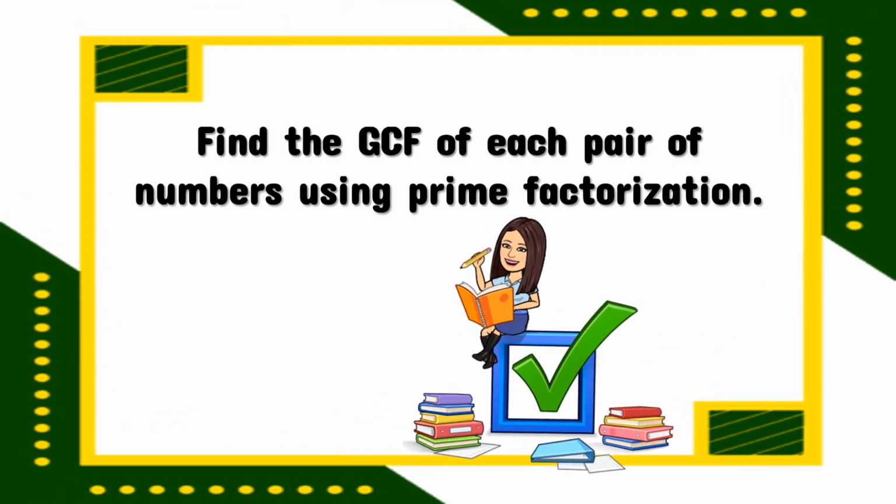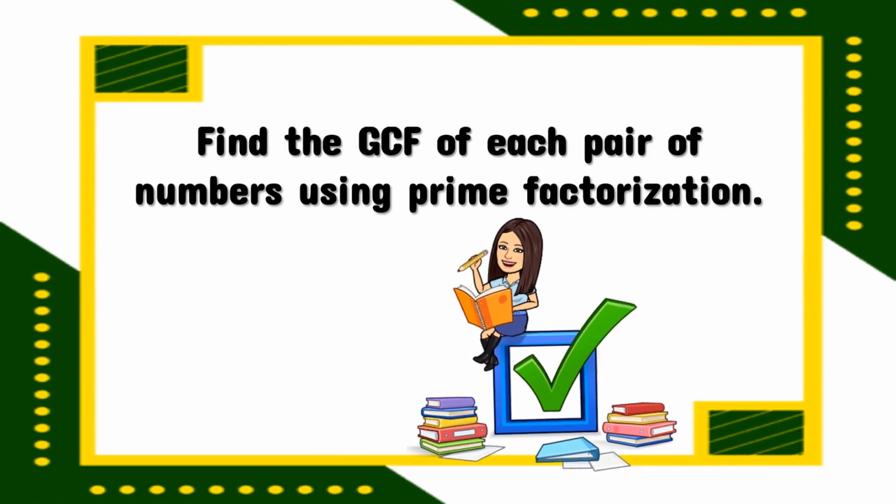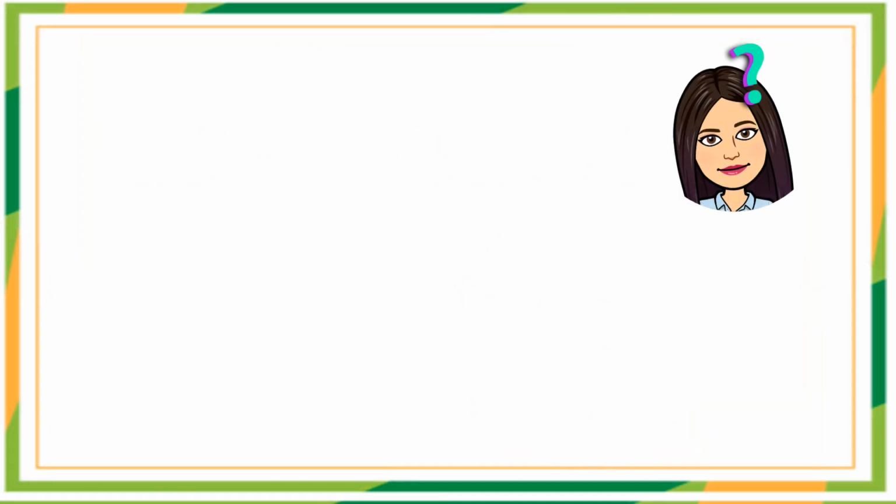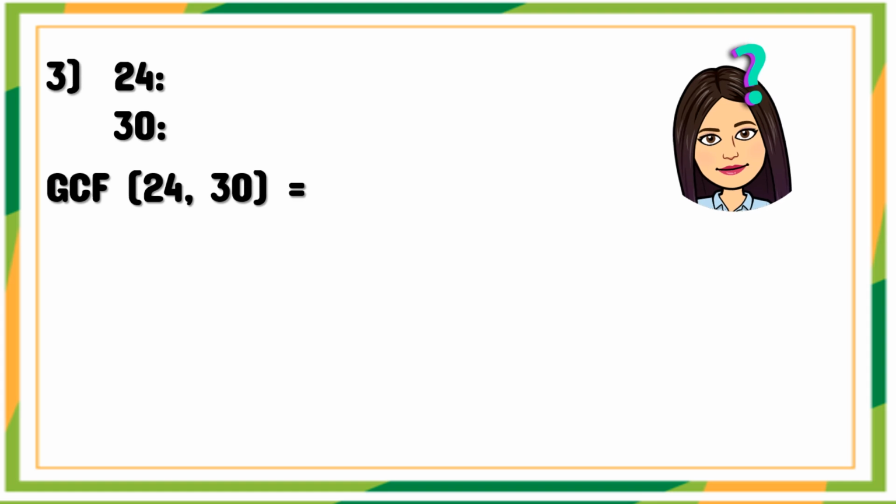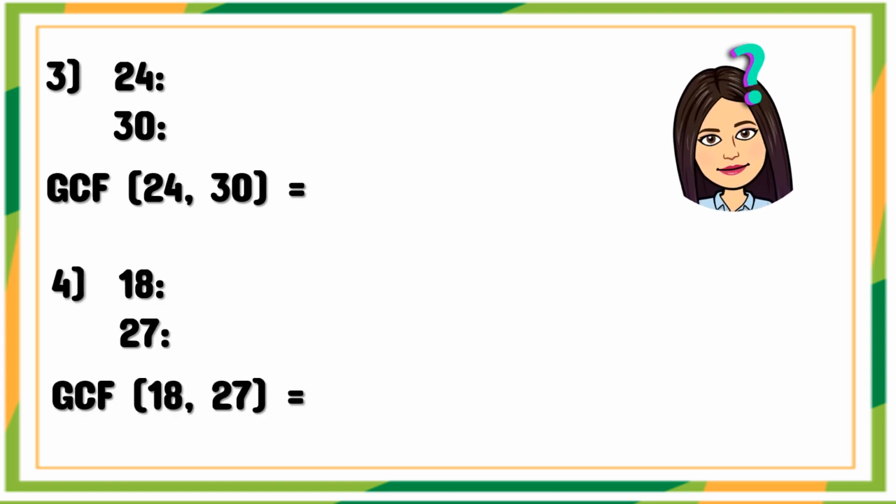And for our second activity, let's find the GCF of each pair of numbers using prime factorization. For number 3, let's find the GCF of 24 and 30. And for number 4, let's find the GCF of 18 and 27.